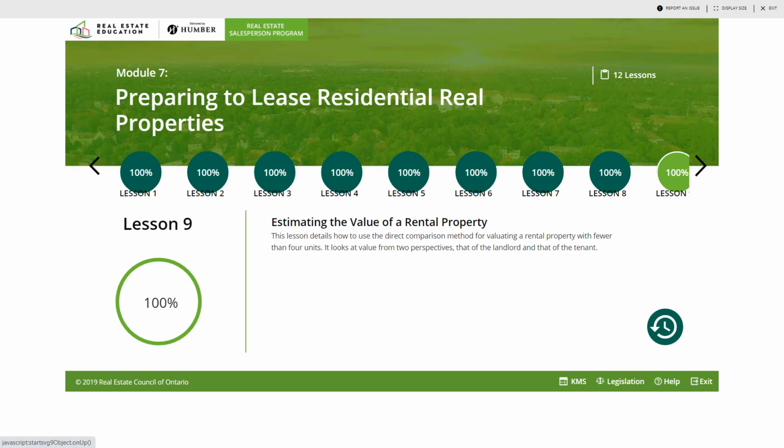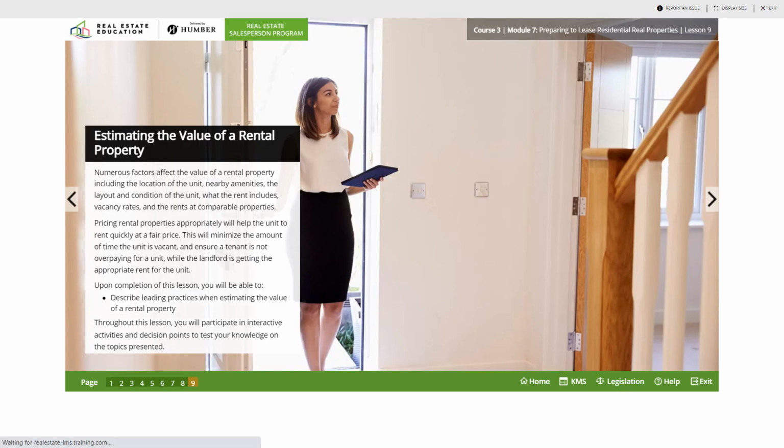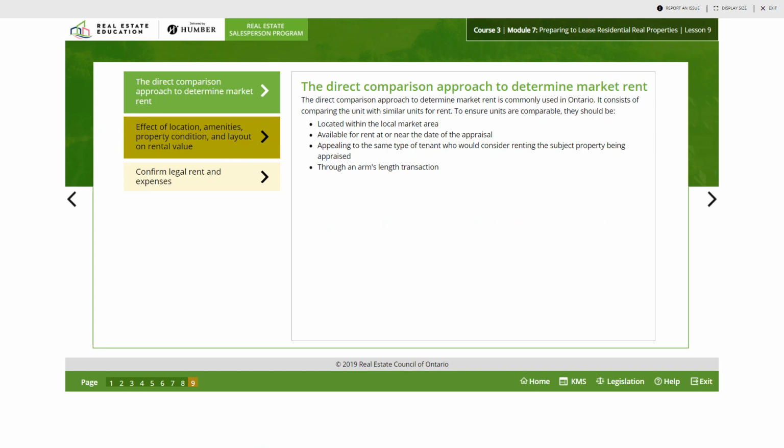Okay, moving on to lesson 9. Estimating the value of the rental property. The direct comparison approach to determine market rent is commonly used in Ontario. It consists of comparing the unit with similar units to rent. To ensure the units are comparable, they should be located within the local market area, available for rent at or near the date of appraisal, appealing to the same type of tenant who would consider renting the subject property being appraised, through an arm's length transaction.